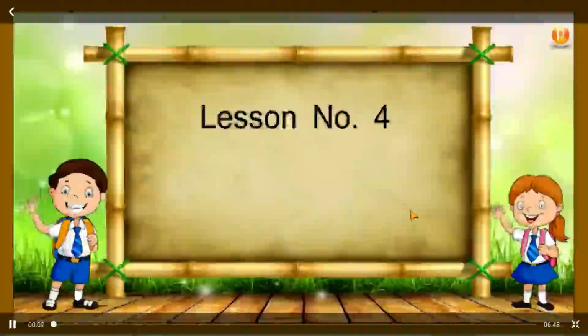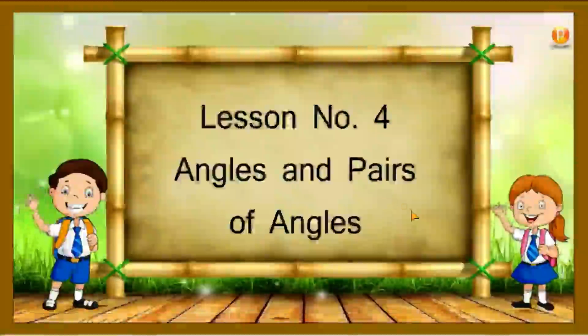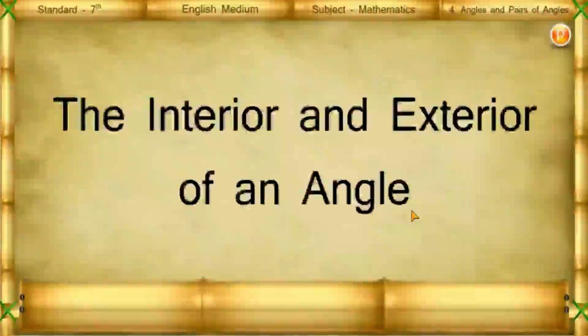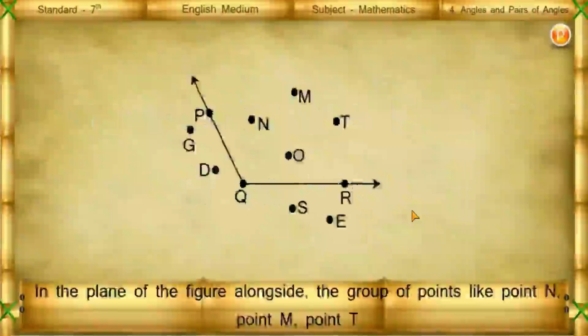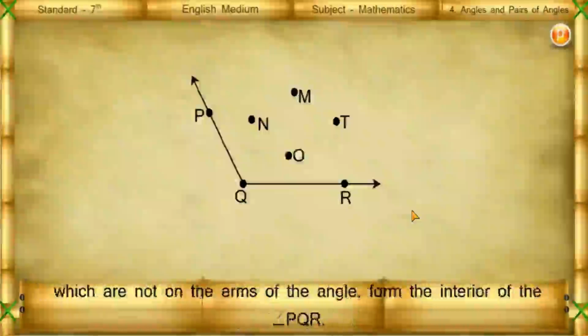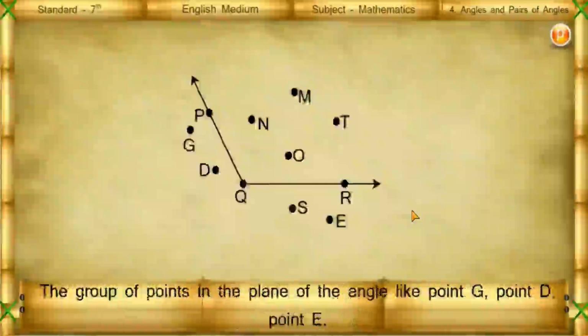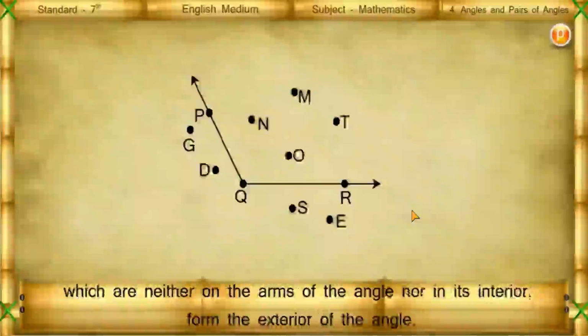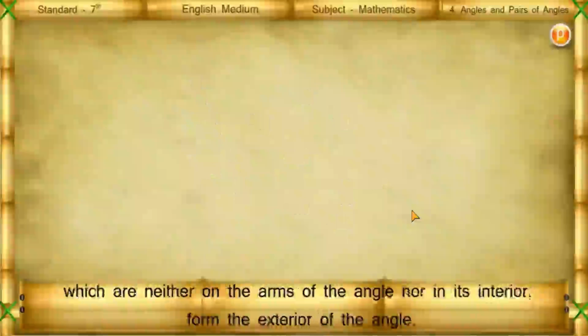Lesson number 4. Angles and pair of angles. The interior and exterior of an angle. In the plane of the figure alongside, the group of points like point N, point M, point T, which are not on the arms of the angle, form the interior of the angle PQR. The group of points in the plane of the angle, like point G, point D, point E, which are neither on the arms of the angle nor in its interior, form the exterior of the angle.